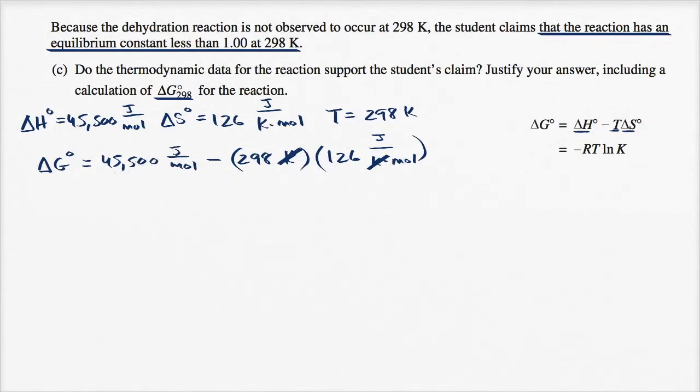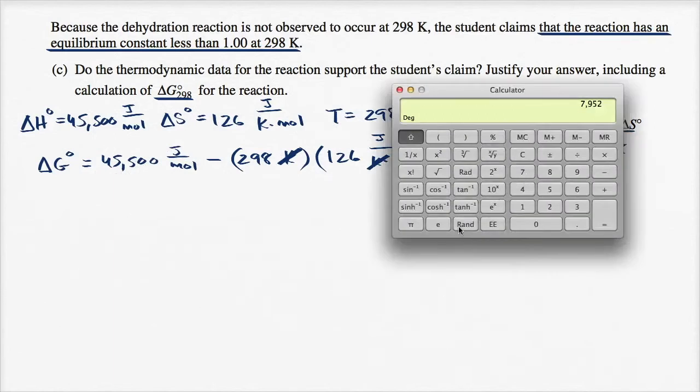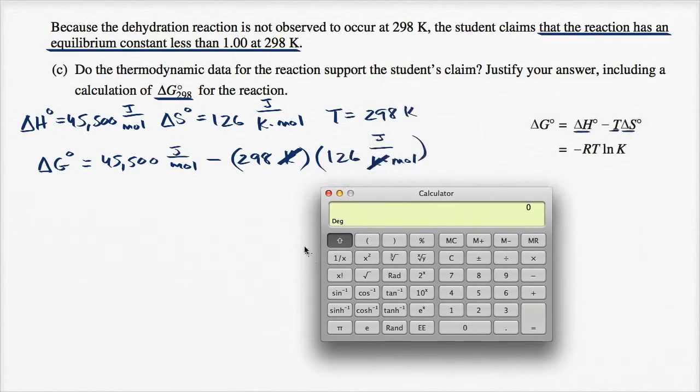So let's do this. Let me get my calculator out. Let me multiply these two first. You're going to have 298 times 126 is equal to that.